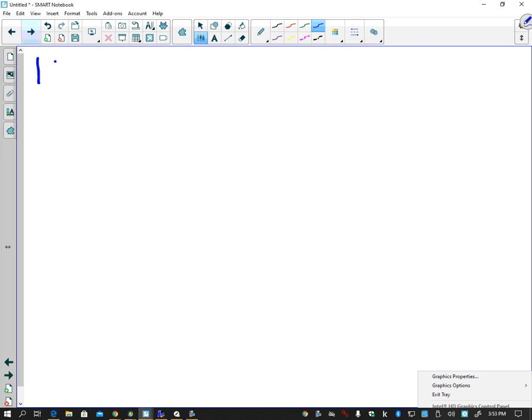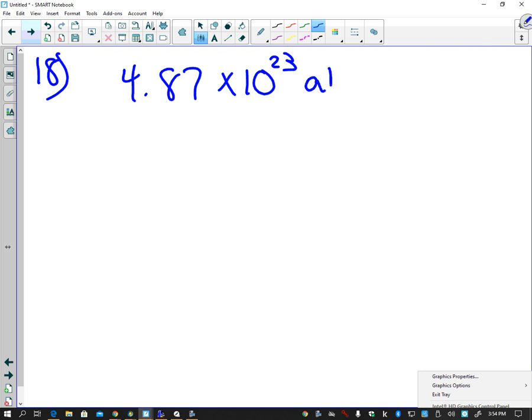18. 18 is kind of a word problem. So we'll take something like 4.87 times 10 to the 23rd. We're going to say 4.87 times 10 to the 23rd atoms in 1 gram of oxygen.